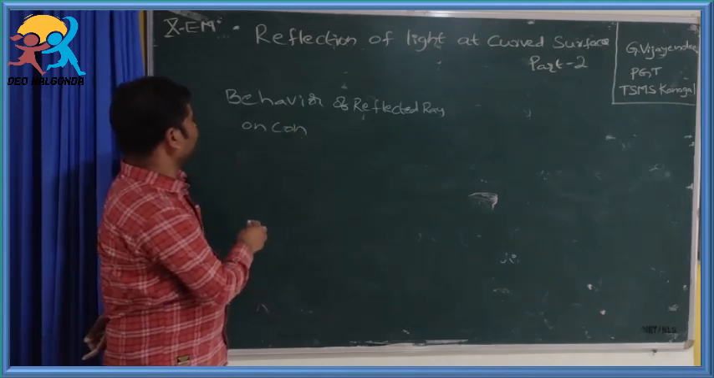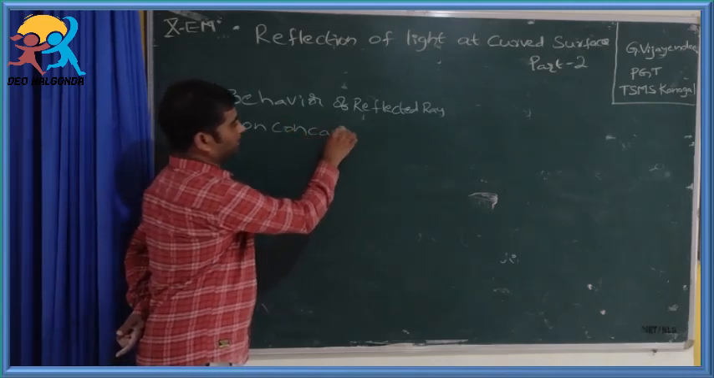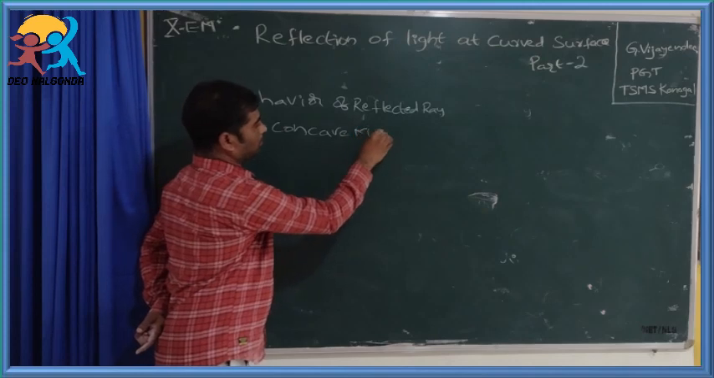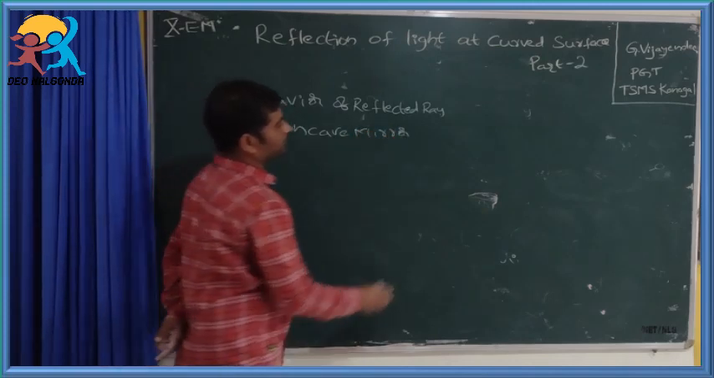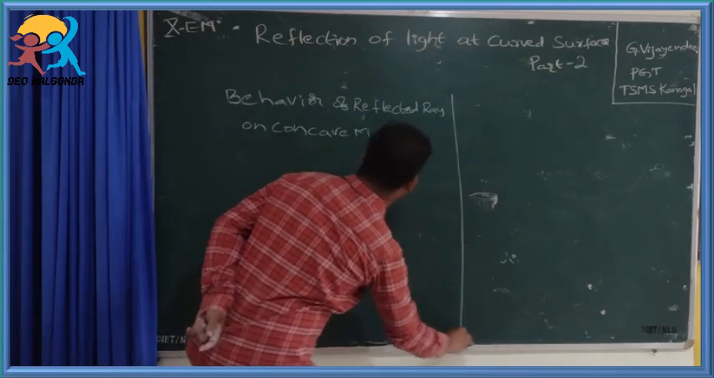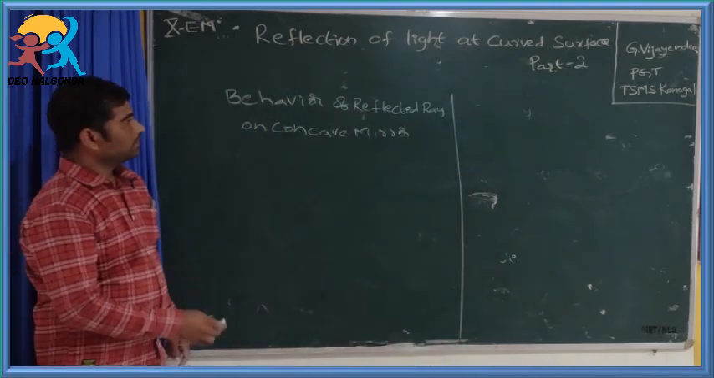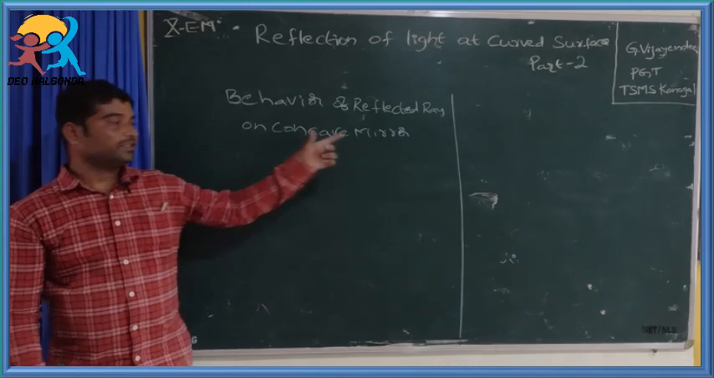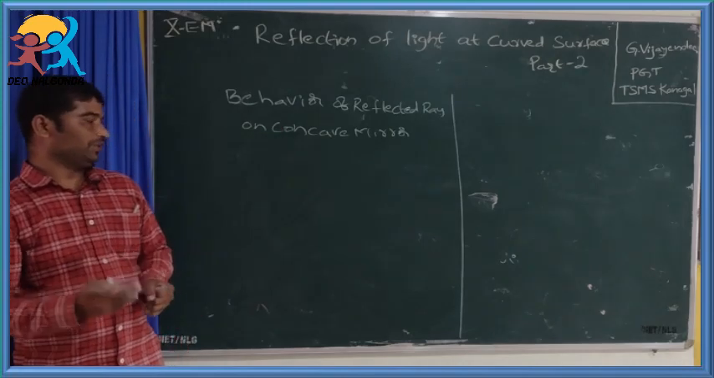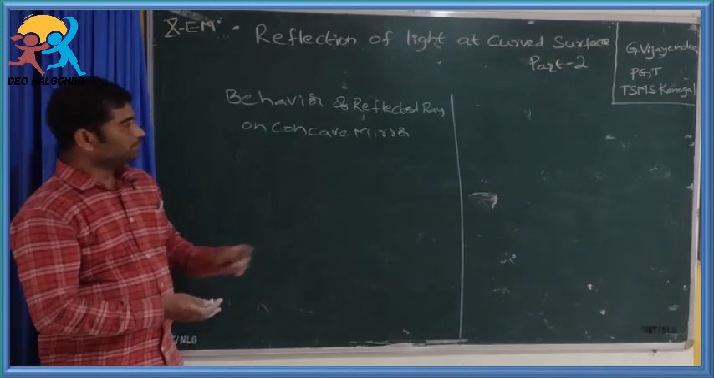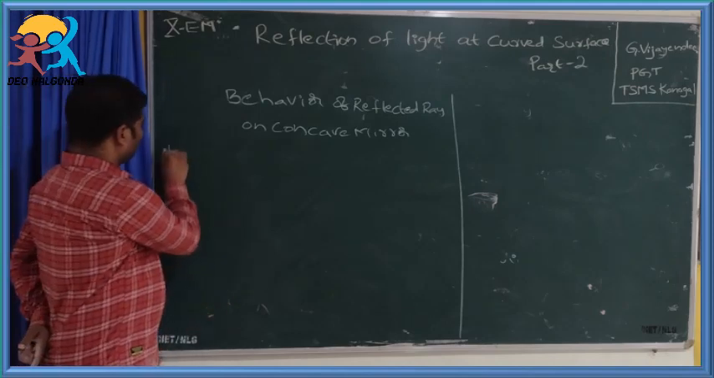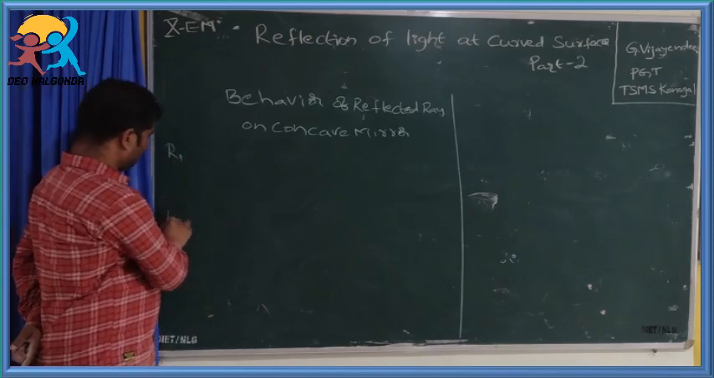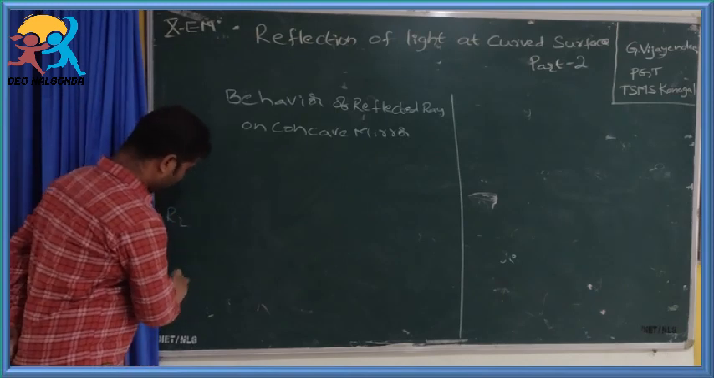Behavior of reflected rays on a concave mirror. How the reflected ray behaves is given by three rules: rule 1 (R1), rule 2 (R2), and rule 3.